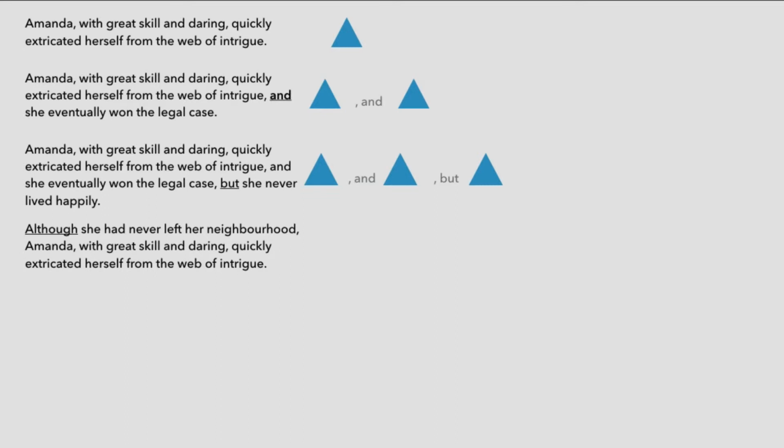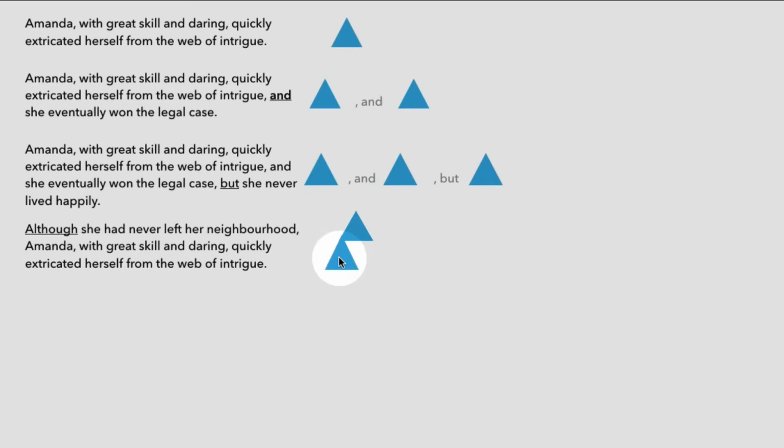Now in this case here, we've changed it around a little bit. Although she had never left her neighborhood, comma, and then Amanda, and the same thing again. Now in this case, the word although makes the first part dependent on the second part, and it looks like this. This here represents Amanda, although she had never left her neighborhood, Amanda, with great skill and daring, quickly extricated herself from the web of intrigue.